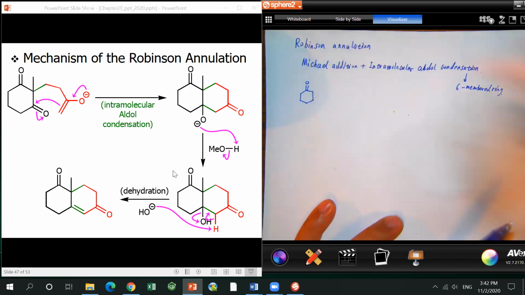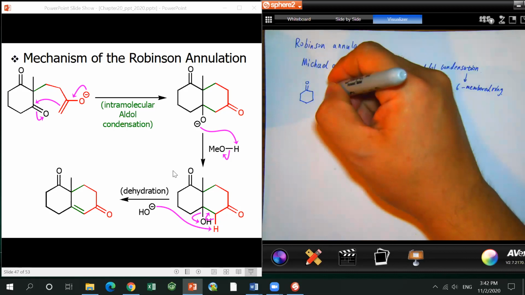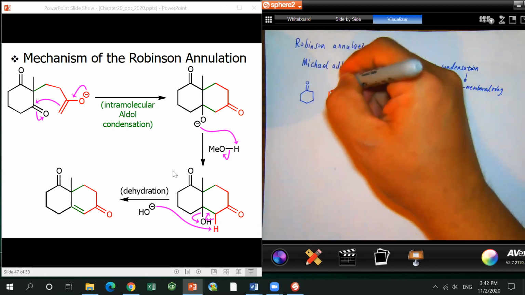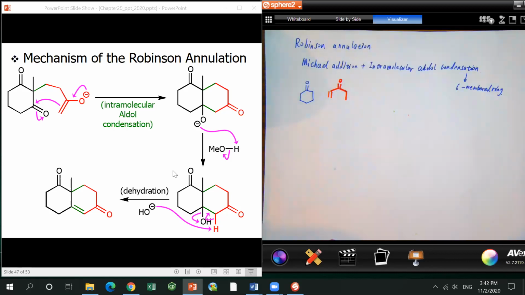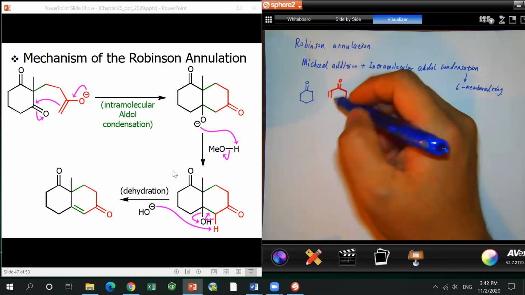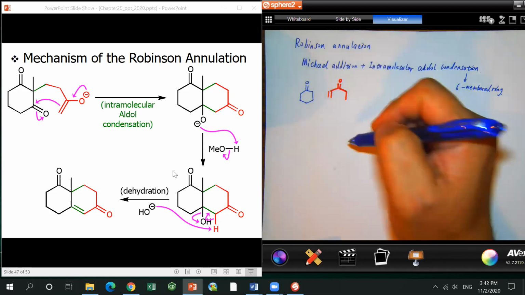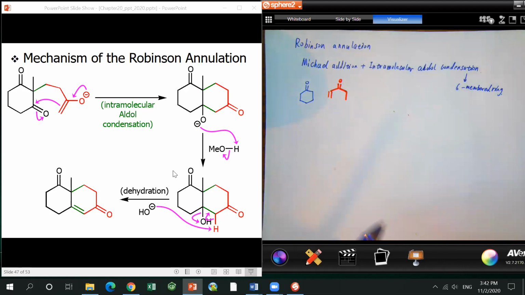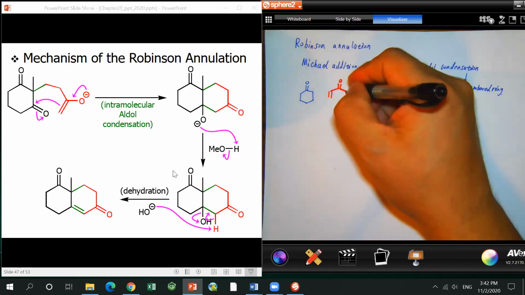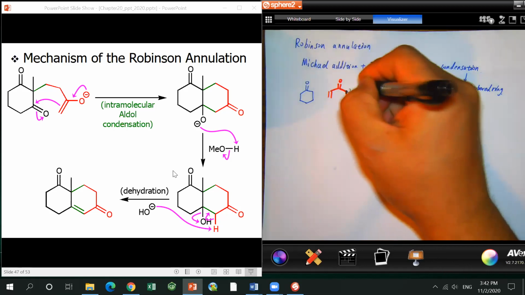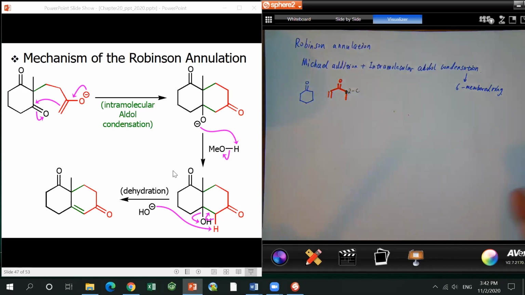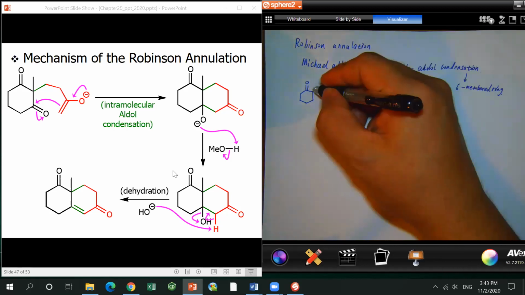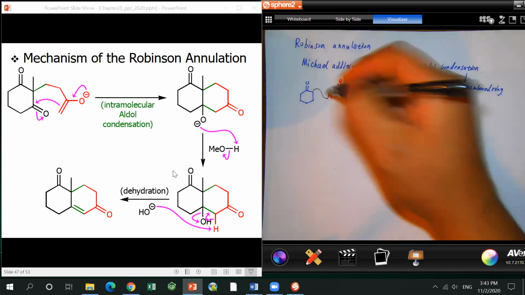I'll still use a different color. We have this cyclic ketone, and this is the alpha beta unsaturated ketone. Keep in mind that this one itself also has an alpha carbon, but normally the Michael addition comes before the aldol condensation. So in this case, the Michael addition happens first, so this alpha carbon will attack here.